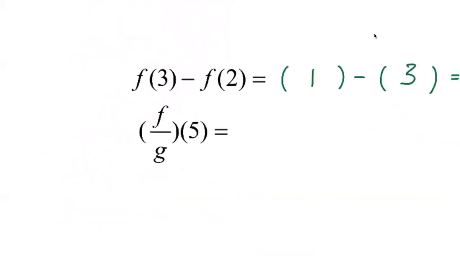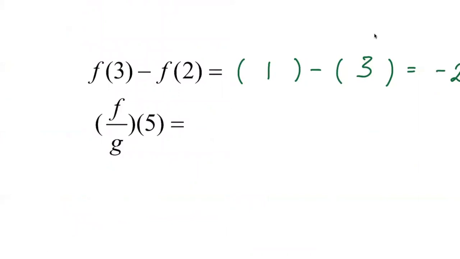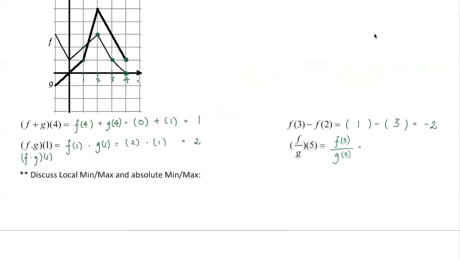And for the last one, we have f divided by g of 5. That means we have f of 5 divided by g of 5. If you have done this already, you may find yourself in a dilemma, because if you look at the graph, you're like, wait, hold on, this is 5. Where's the graph? The graph stops at 4. There's no value here for both f or g.